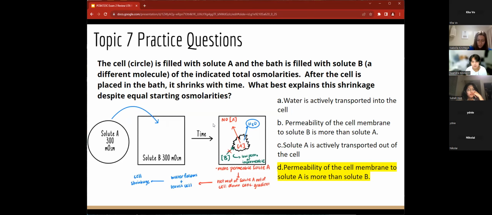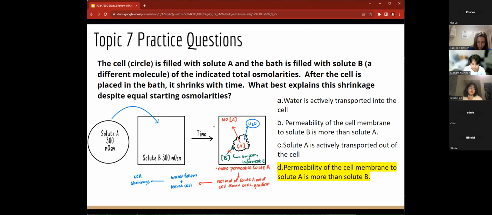So the big key thing that you have to know is that the cell is shrinking with time, right? So if it's shrinking with time, what is happening? Water is moving out of the cell, and therefore solute A is essentially moving out of the cell into the solution. But in order for the cell to shrink, the movement of solute A has to be greater than the movement of solute B from the solution into the cell. So that means it's going to be a net movement of solute A out of the cell because it's greater amounts of solute A moving out and lesser amounts of solute B moving into the cell.